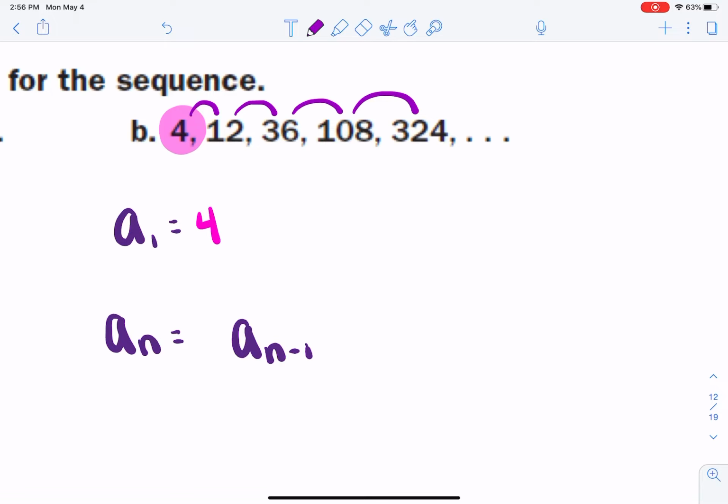So I'm going to think, well, from 4 to 12 we multiply by 3. Is 12 times 3 36? Yeah. Is 36 times 3 108? Yeah. 108 times 3 324? Yeah. Sweet. So it looks like it's multiplying by 3 each time. Because it's multiplying by 3 each time, we just place that 3 out front, and that's it. We did it.